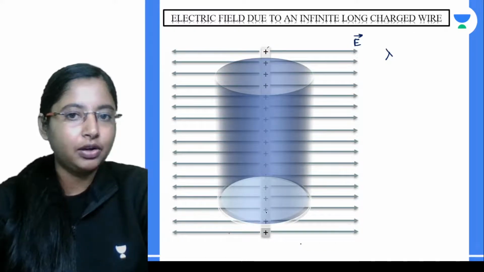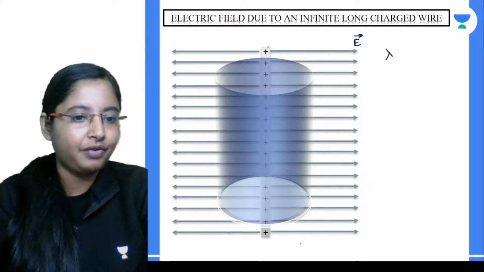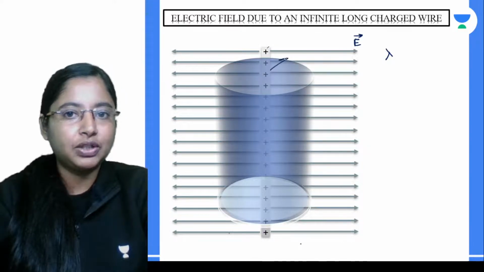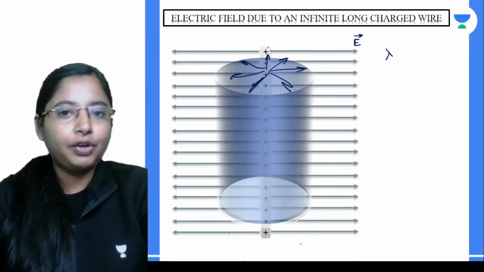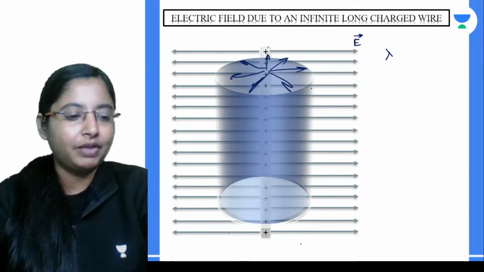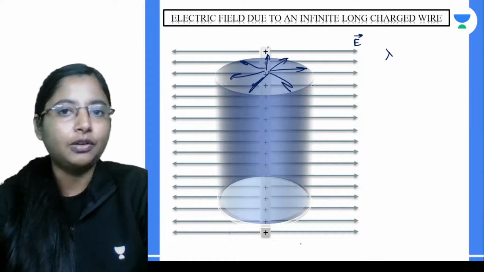Why a cylindrical Gaussian surface? Because the field lines are there everywhere around. The field lines are not just on these 2 sides, they are there everywhere around. So if I fit a cylindrical Gaussian surface and study how many electric field lines are passing through the given surface, then we can know the electric field because of this wire.